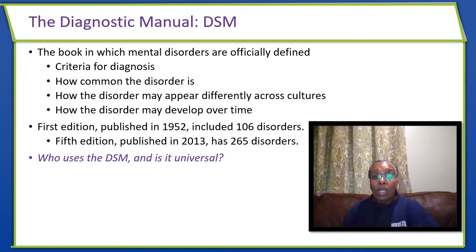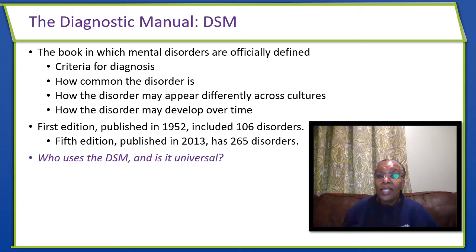So, how do we go about doing a diagnosis? What does a psychologist use? Well, we utilize the Diagnostic and Statistical Manual, and we call it the DSM. We're up to the DSM-5, though. The DSM is used here in the United States, but outside the US, in other countries, there are other manuals, like the International Classification of Diseases or the Chinese Classification of Mental Disorders.